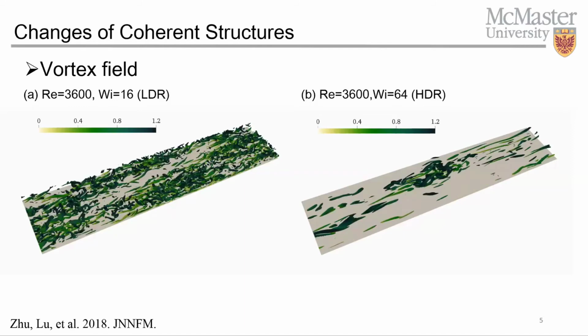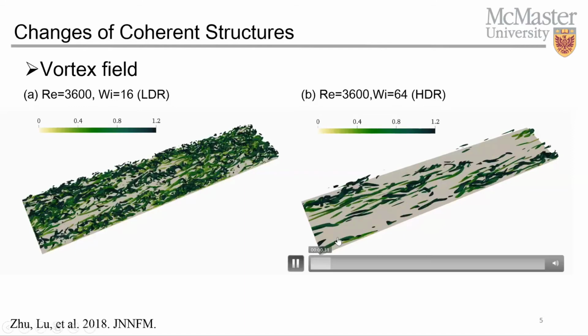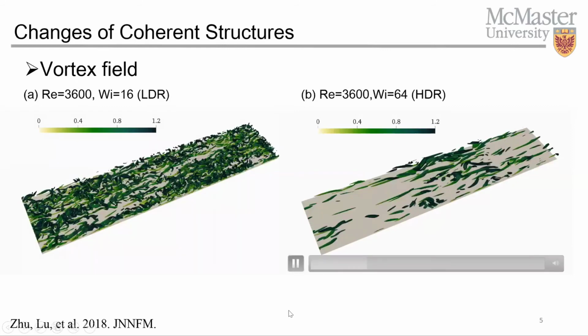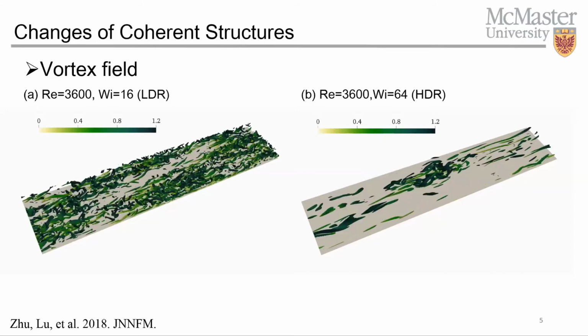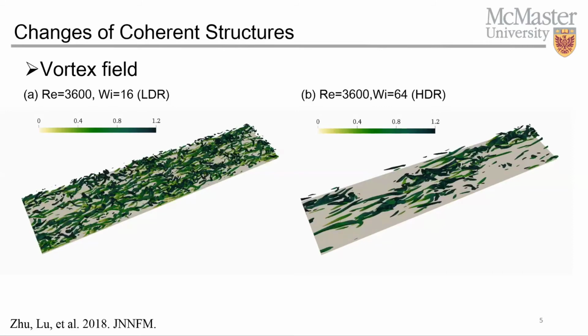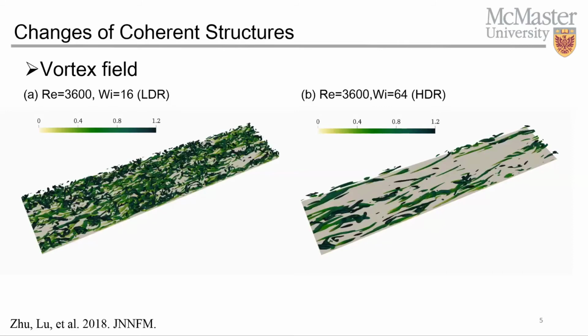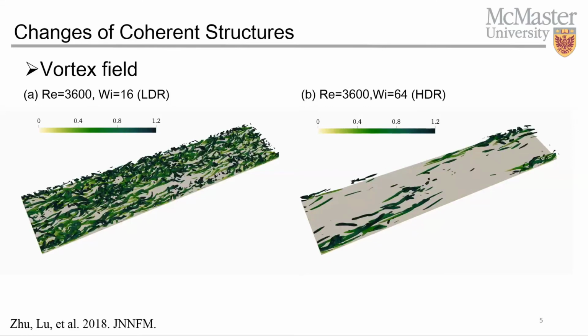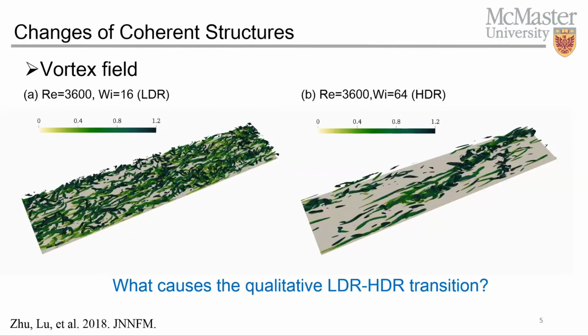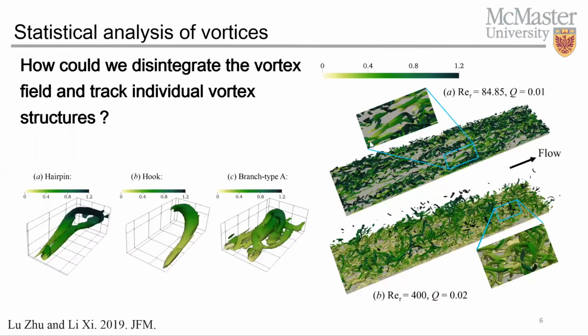In addition to this distribution, if we carefully look at the shape of each vortex, we will also find differences between these two stages. So, as we already observed such a lot of differences, it's natural to ask what caused such a qualitative LDR-HDR transition. To answer this question, we look at the near-wall vortex structure and how their generation and evolution are affected by polymers.